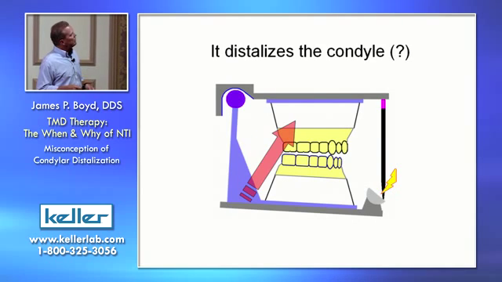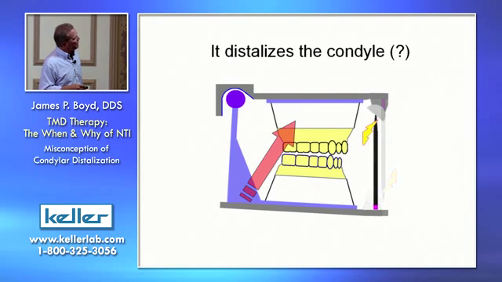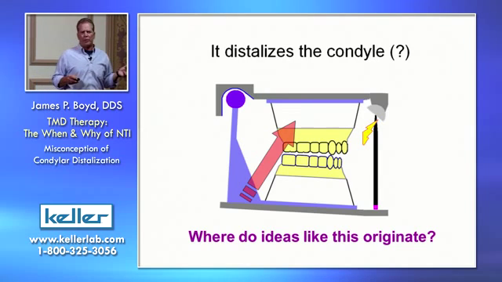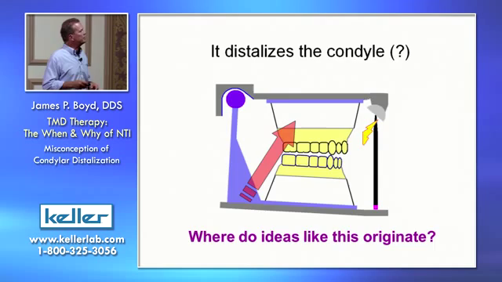So I flip this thing around. Let's take this here and flip it upside down as if you had an upper NTI device. And this is a lower incisor contacting a discluding element. We want to know, why do we think that that would distalize a condyle?